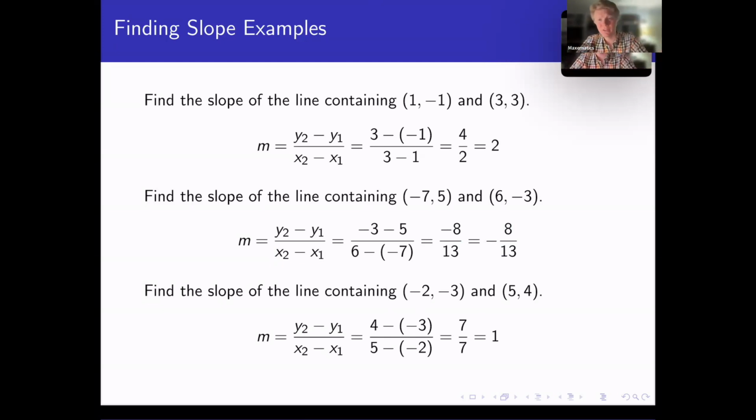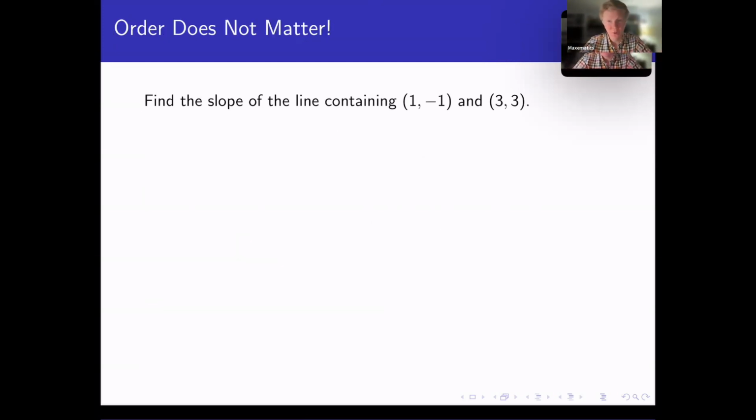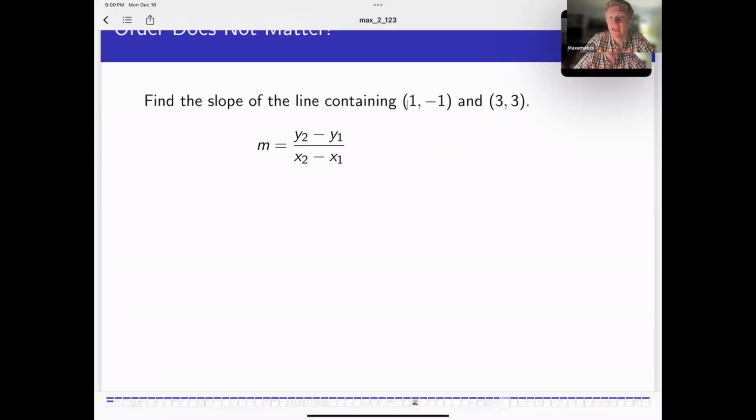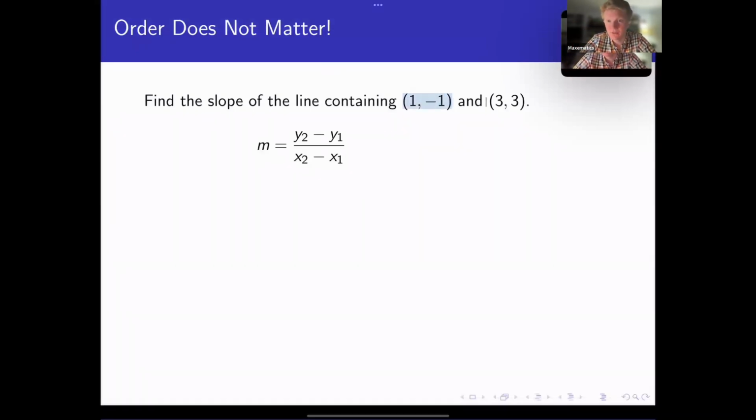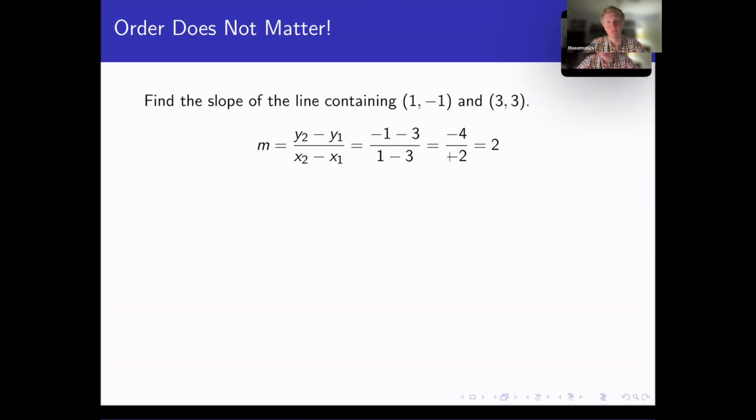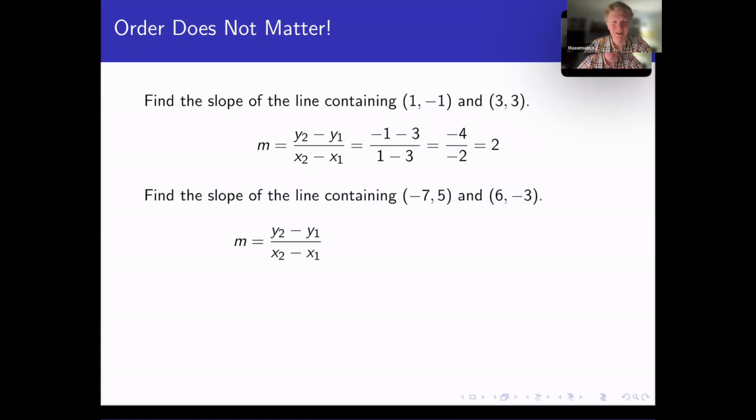But just like a lot of the other things we've talked about so far in this chapter, order doesn't matter. So using the exact same points, if we instead want to use 1, -1 as x2, y2 for some reason, right? Maybe you just prefer going that way. And then this was x1, y1. Well, guess what? -1 minus 3, -4, 1 minus 3, -2. -4 divided by -2 is +2. Exact same answer we got in the last slide.